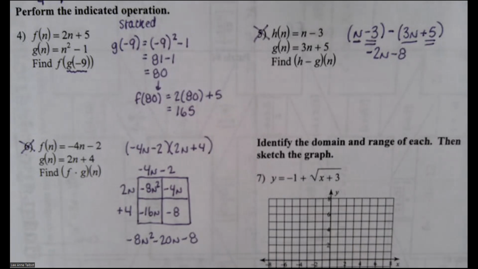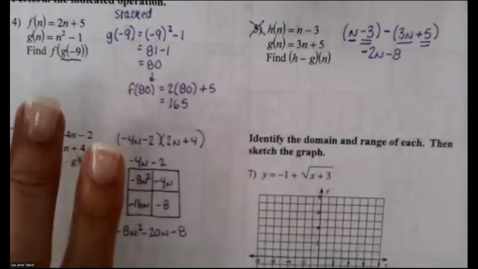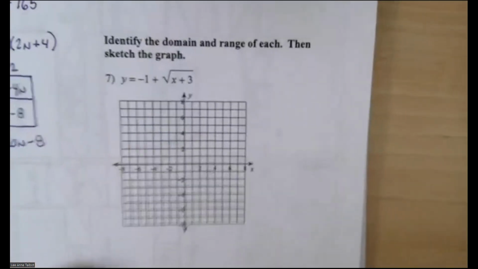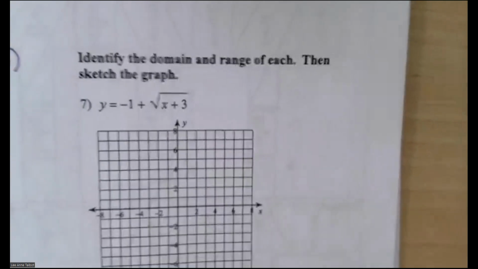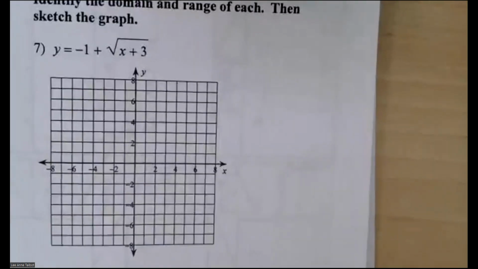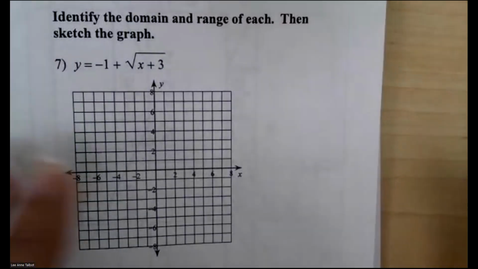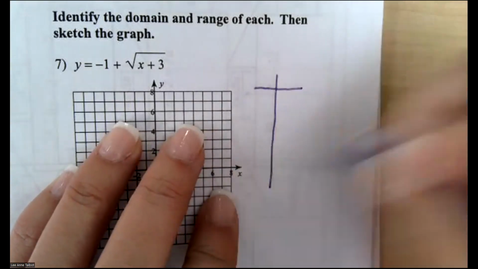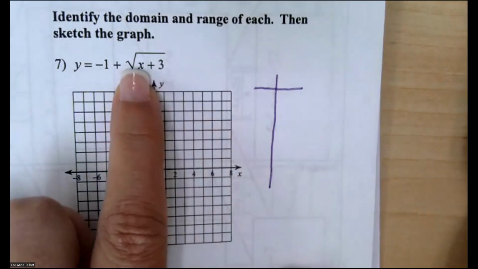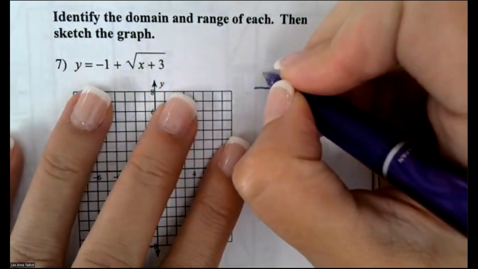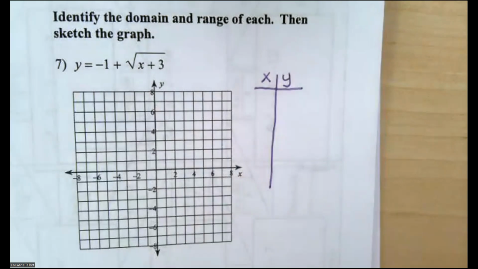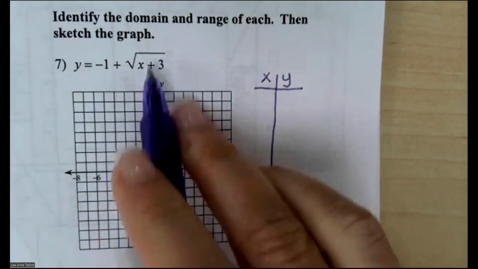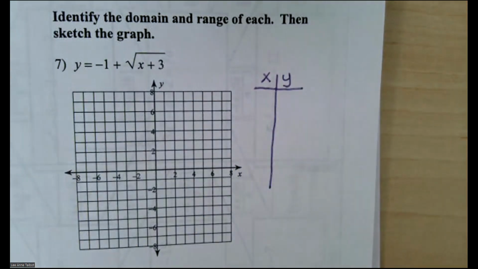You guys all okay? All right. So moving on to the square root graph. Identify the domain and range, then sketch the graph. I'm actually going to do this backwards. I'm going to sketch the graph, and then I'm going to find the domain and range. This one is a square root graph, which we know will only work at certain times because we can't have negatives under the square root and graph those.